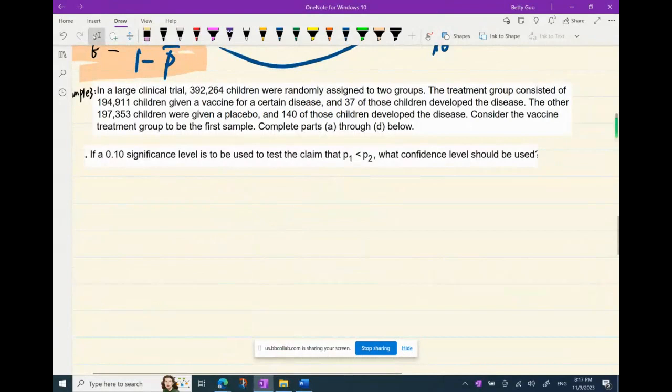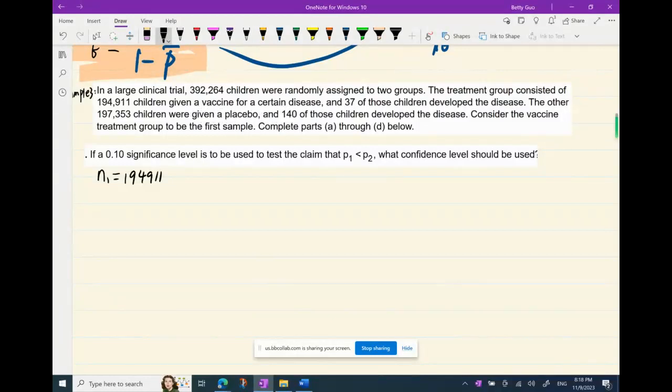In a large clinical trial, 392,264 children were randomly selected to form two groups, the treatment group and the placebo group. It's similar to earlier, right? The treatment group consists of n1 equals 194,911. Make sure when you work on your homework or tests, you write those numbers down on your scratch paper. Make sure you did not copy them wrong. That happens sometimes, especially when the number is not very convenient.